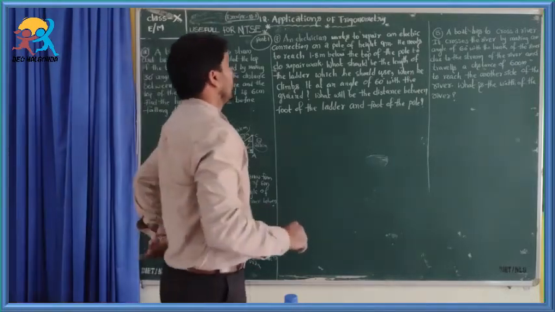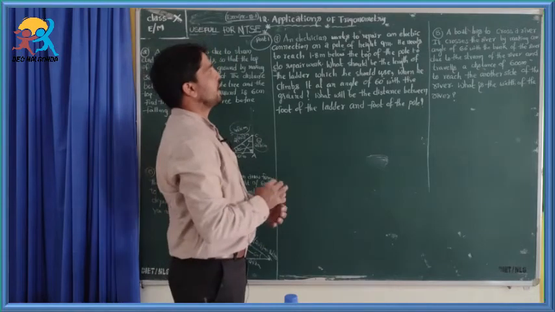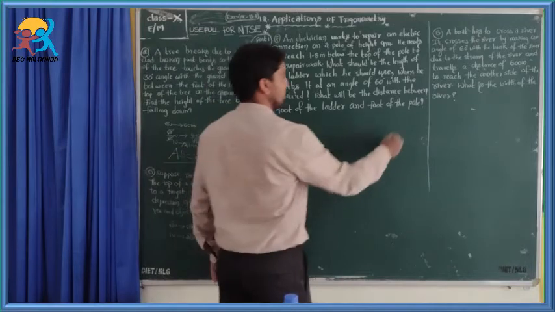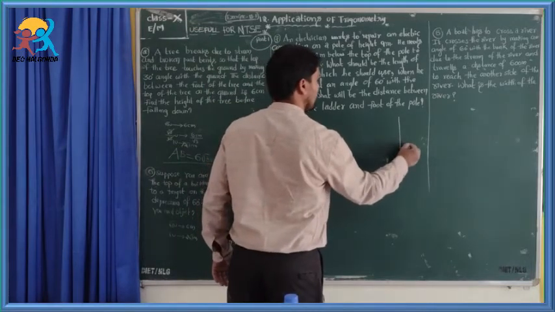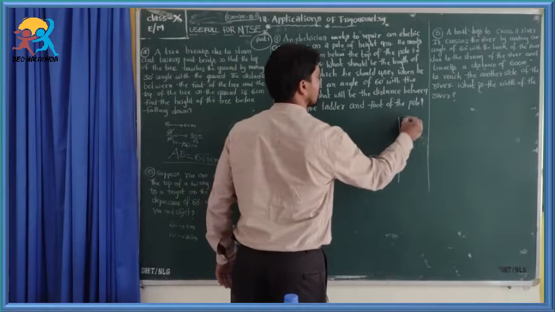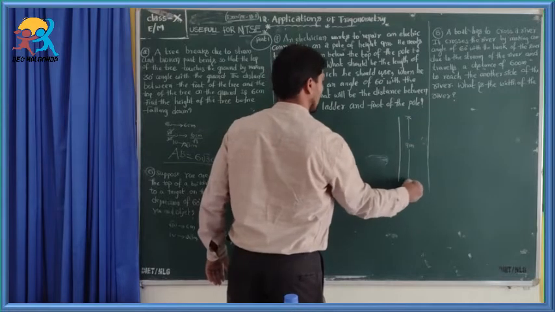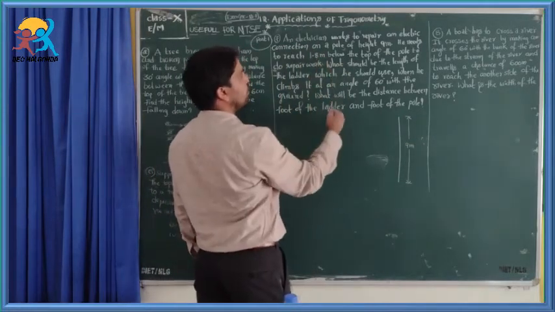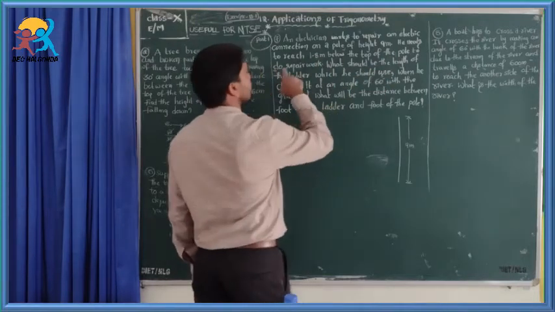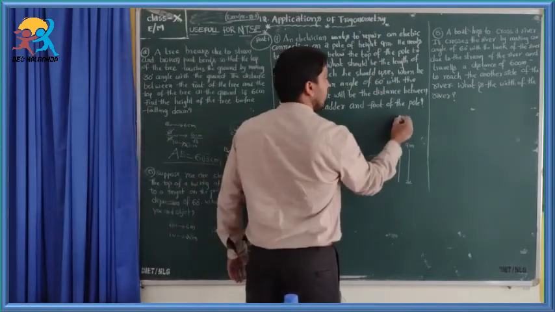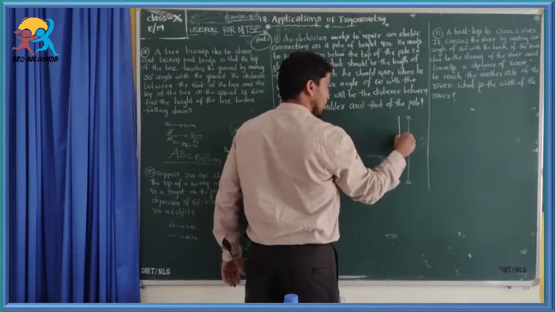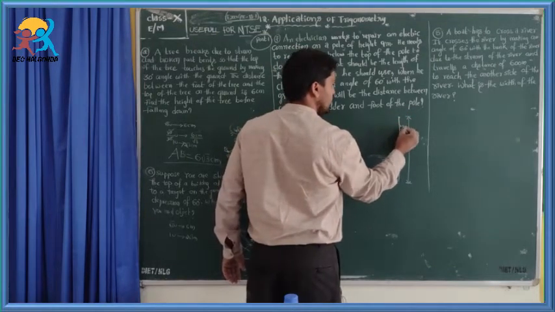Seventh one. An electrician wants to repair an electrical connection on a pole of height 9 meters. Consider this is a pole of height 9 meters. He needs to reach 1.8 meters below the top of the pole to do repair work. But he is not doing repair work at the top. He has to come 1.8 meters below.